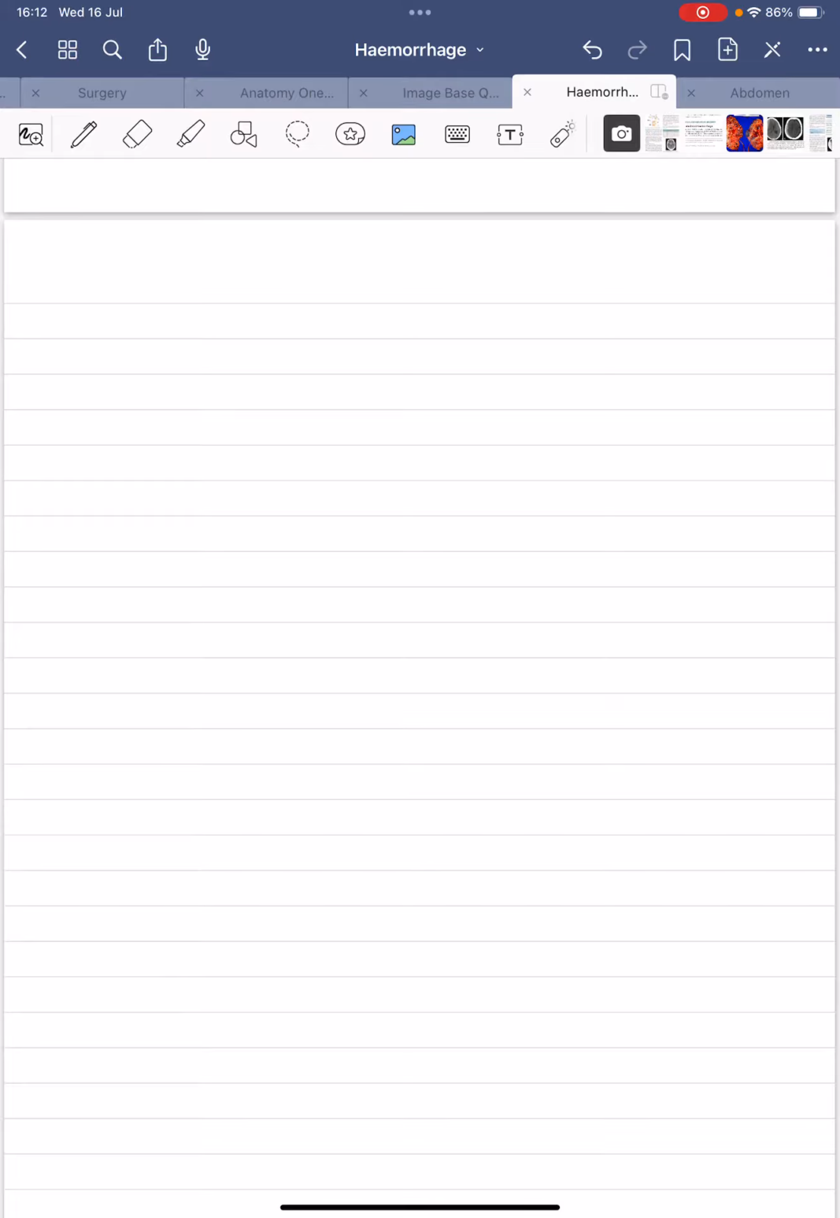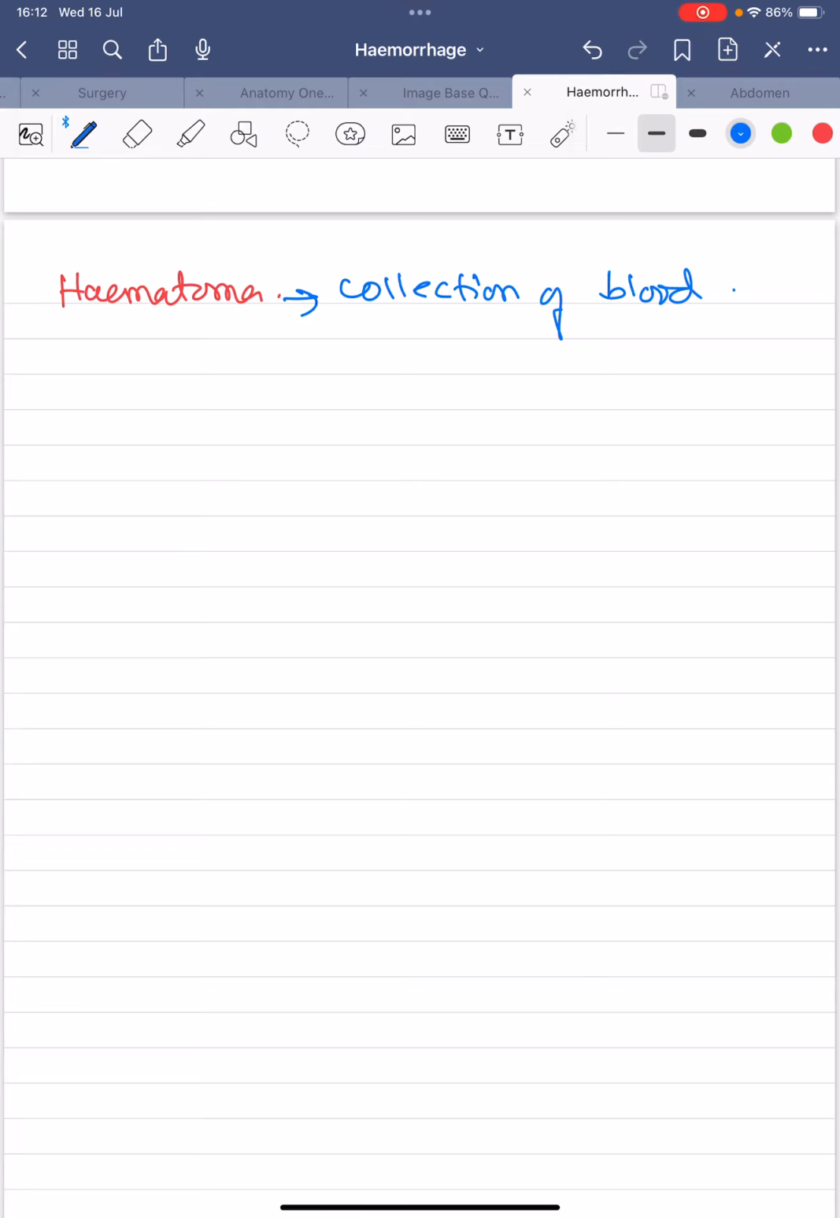To talk about the epidural hematoma, subdural hematoma, and subarachnoid hemorrhage. So first of all, we must know what a hematoma is. Please remember, a collection of blood in a cavity is known as hematoma. Okay, so this is the definition of hematoma.